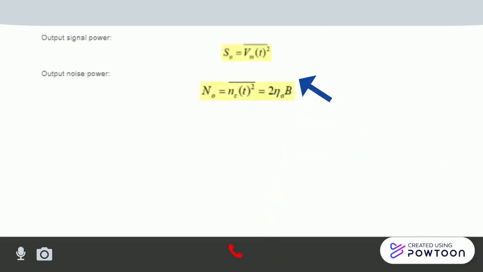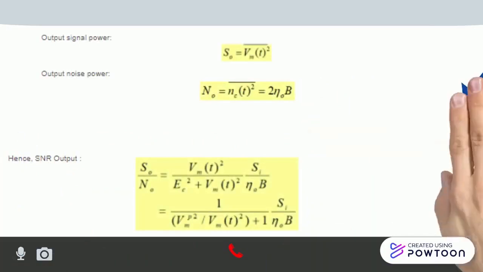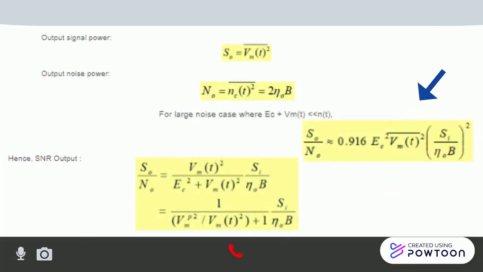Then the output signal power is equal to Vm(t)^2. The output noise power is equal to nc(t)^2. Hence, the SNR output is equal to as shown in the figure above. For the larger noise case where Ec + Vm(t) is less than n(t), the equation we will get is approximately 0.916 Ec^2 Vm(t)^2 Si over N0 B^2.